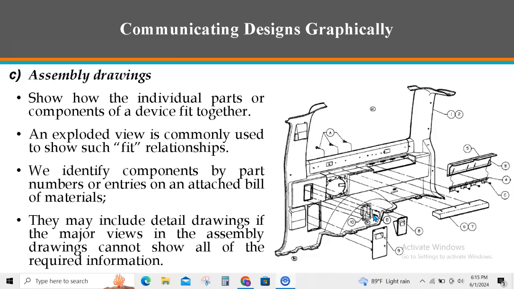Next is assembly drawings. Assembly drawings are drawings that show how the individual parts or components are assembled in that product, how they fit together. You can even include detail drawings to show the assembly of each part.